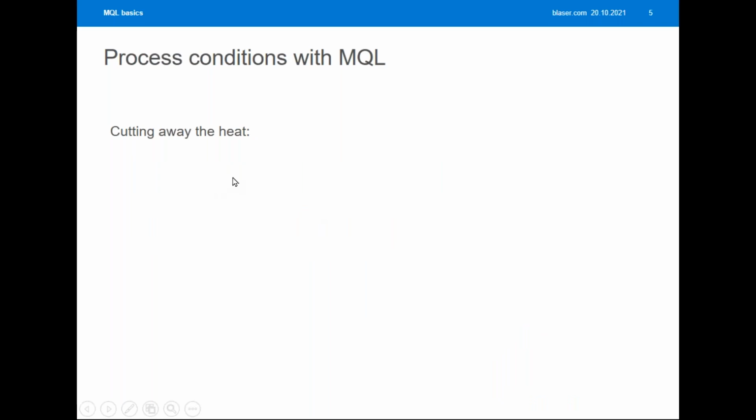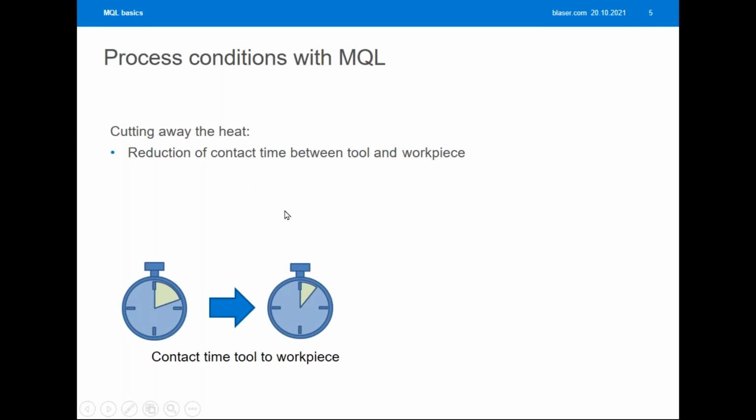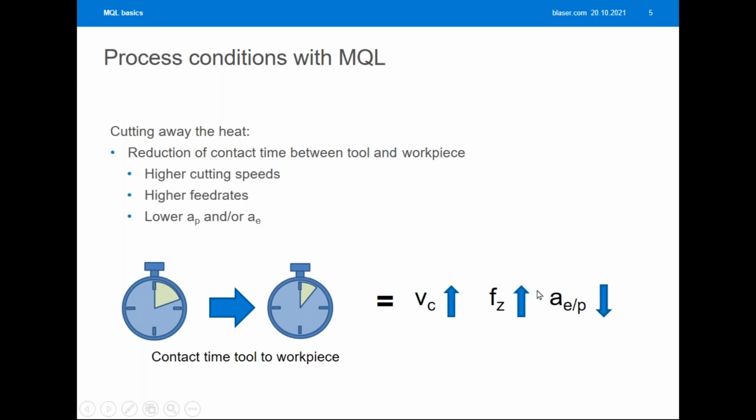So how do you achieve cutting away the heat in a specific process? One main goal is to reduce the contact time between the tool and the workpiece. And the way to do that is to increase cutting speeds, increase the feed rates, and reduce AP and AE.